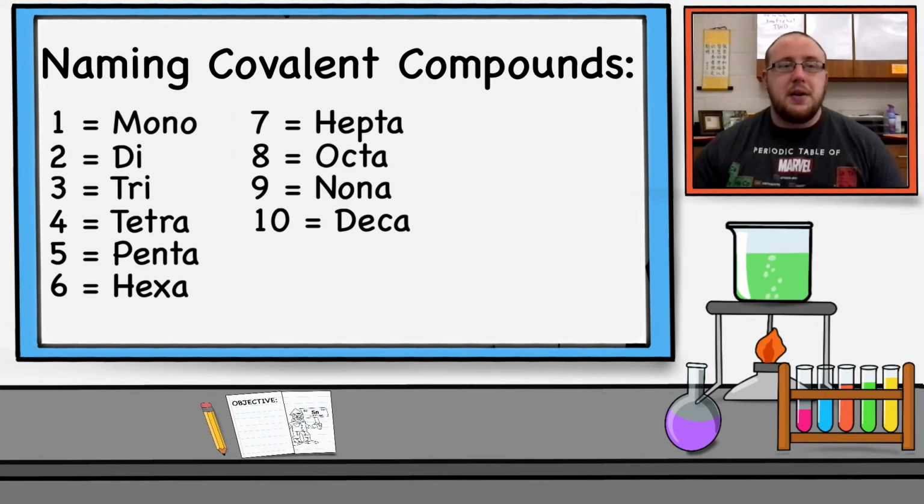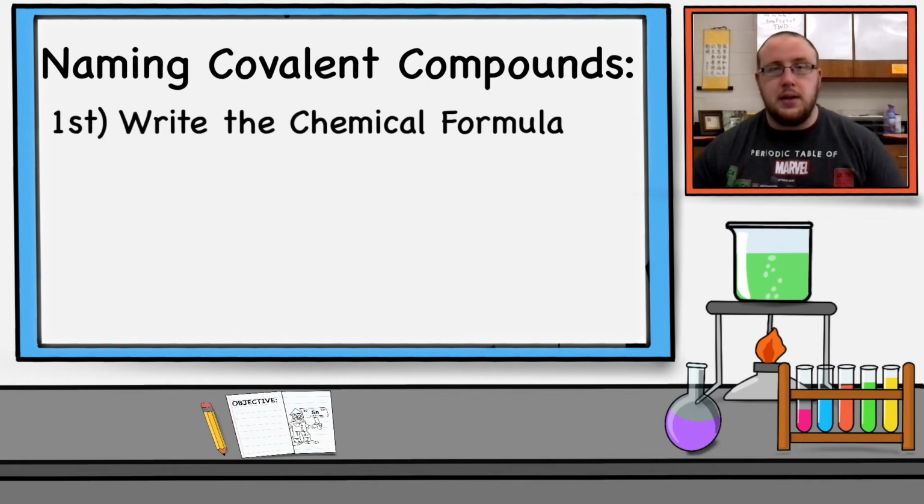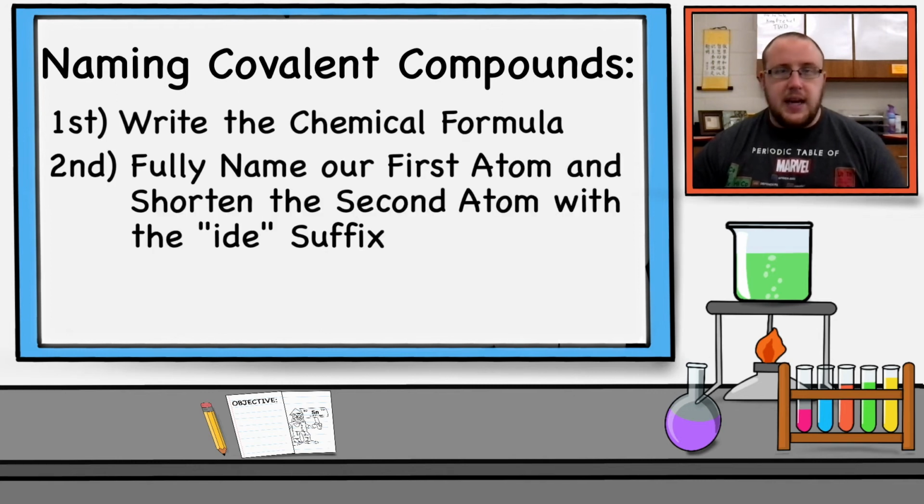Now that we know that, we can talk about how we name covalent compounds. Our first step is, if it's not already stated, we need to write the chemical formula for the covalent molecule. Next, we fully name our first atom and shorten the name of our second atom with the "-ide" suffix. This is kind of like our ionic compounds, except for ionics we had a metal and nonmetal. Both of these are going to be nonmetals. So our first one is going to be fully named, and our second one's going to have a shortened version with the "-ide" suffix.